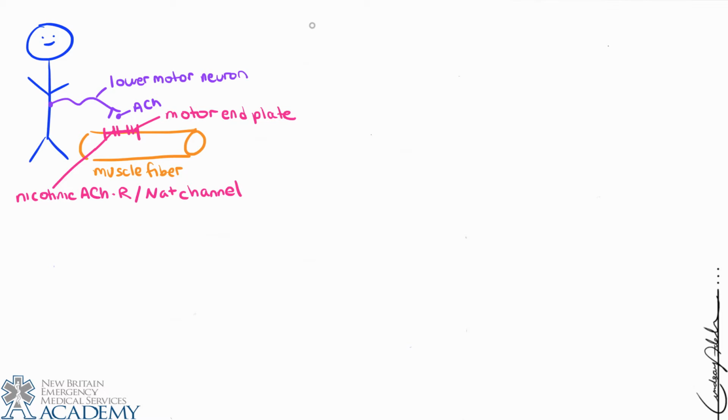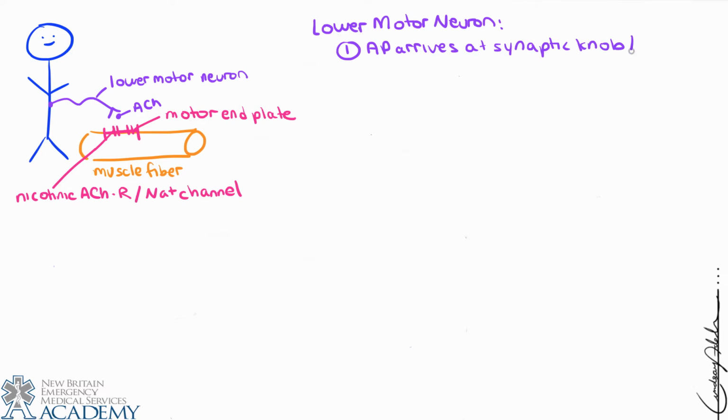In terms of the events that occur in the lower motor neuron in order to stimulate muscle contraction, we start with an action potential that arrives at the synaptic knob. Once that action potential arrives, acetylcholine is released and binds to the nicotinic acetylcholine receptor, which leads to sodium entry into the cell and subsequent depolarization.